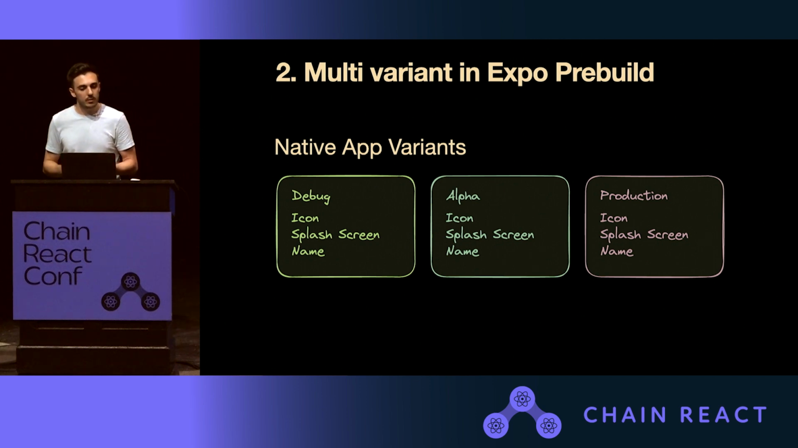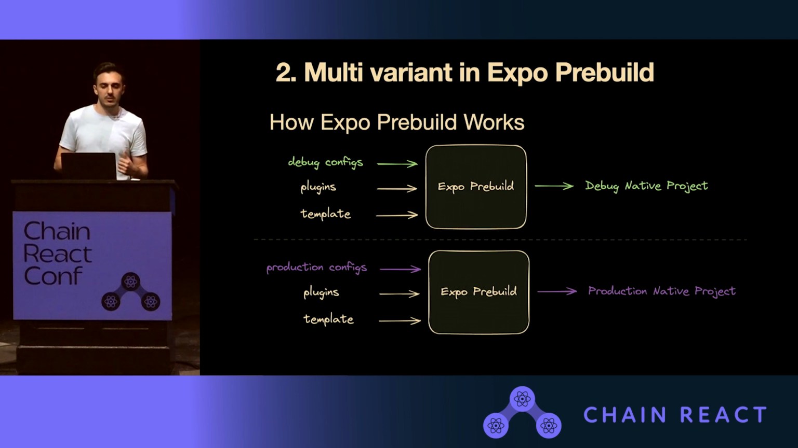So Expo Prebuild has opinionated config properties to change the native project. Some examples are the splash screen, icons, and the app name. The properties can be specified by platform, like iOS and Android, but not by variant. The way Expo Prebuild solves this issue of having multiple variants is to set configuration properties in the app config specific for the variant you would like to build for. That will generate a native project specifically for that variant.